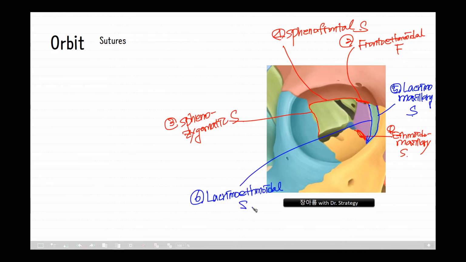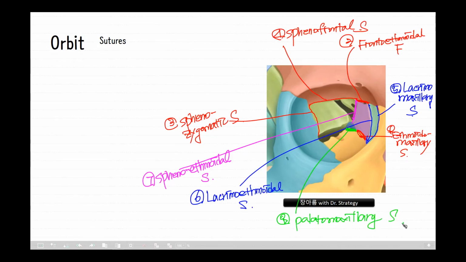And the sphenoethmoidal suture. And the palatomaxillary suture. And the palatoethmoidal suture.